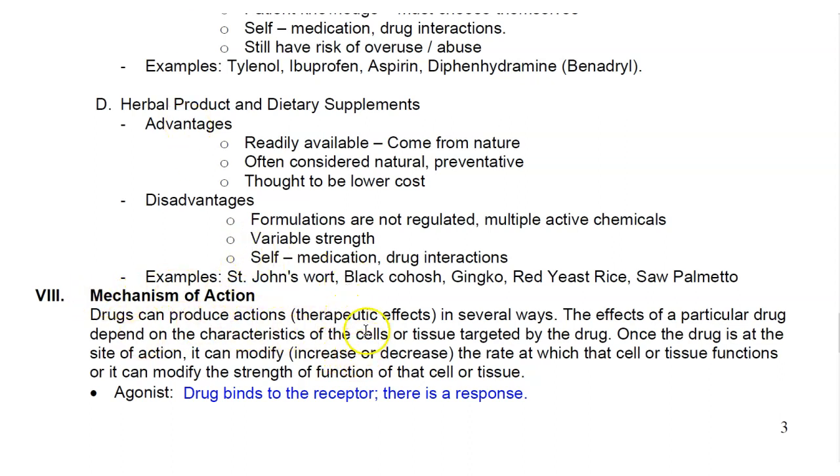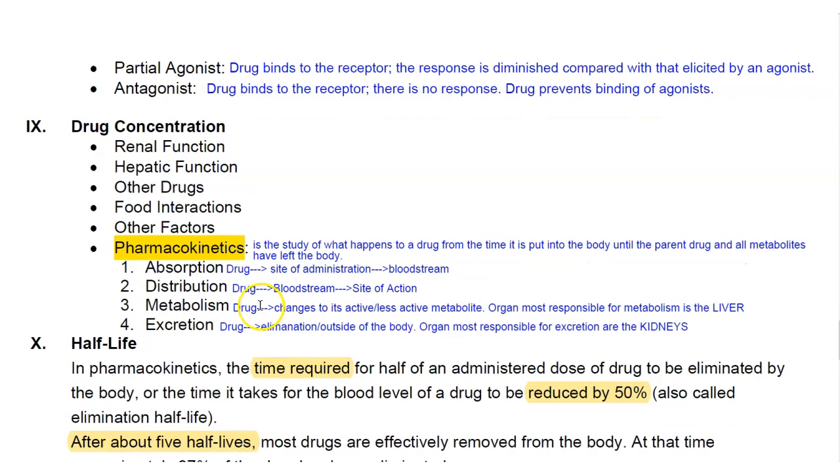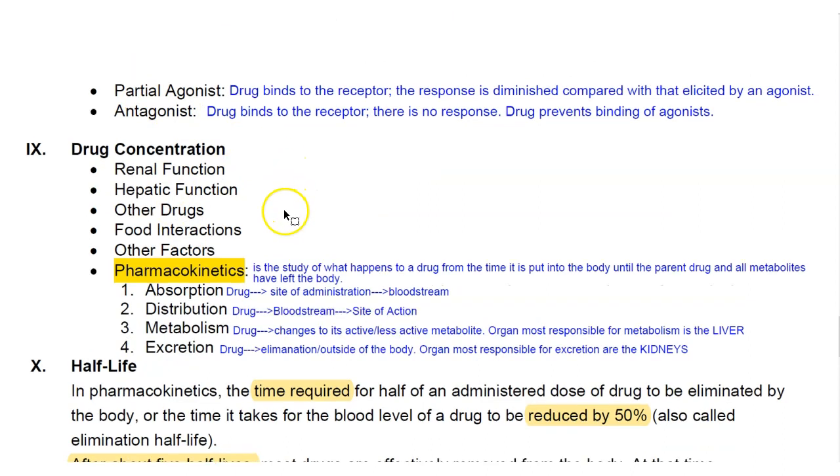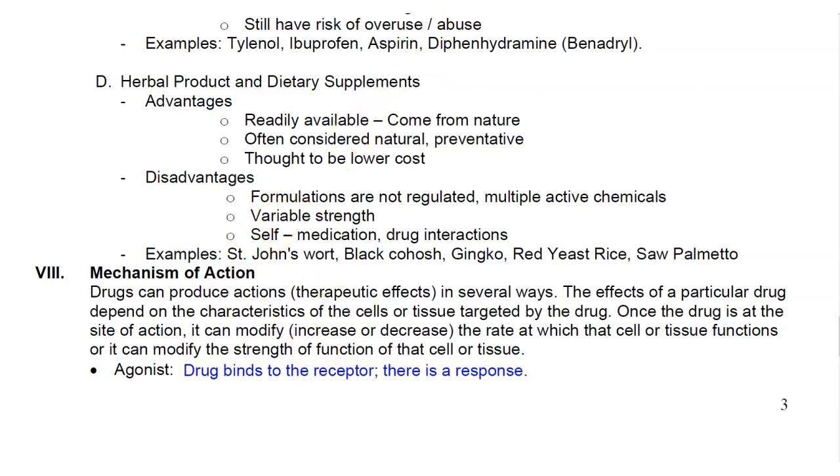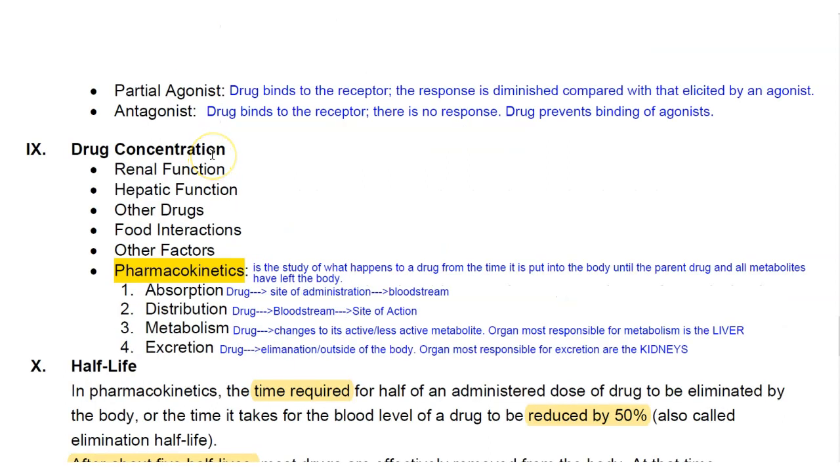Now, terminologies that you have to remember, right? You have to remember the mechanism of action. What's an agonist, partial agonist, and antagonist? An agonist is basically when a drug binds to the receptor, it causes a response. So it stimulates a response. Now, partial agonist, this happens when a drug binds to the receptor and the response is not as strong. It's quite diminished compared to when it's elicited by an agonist.